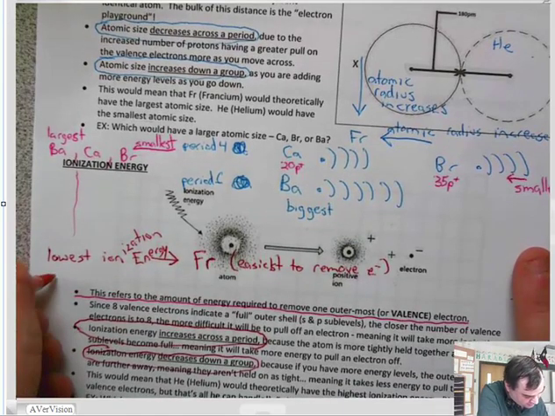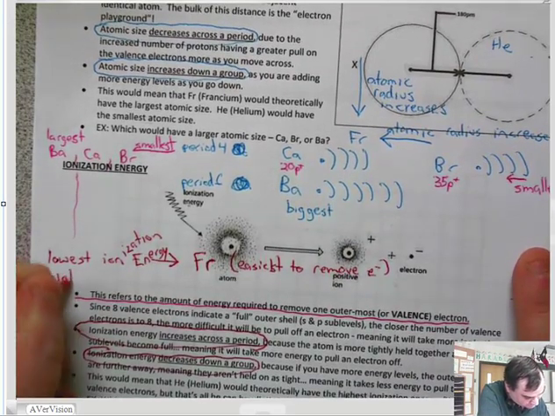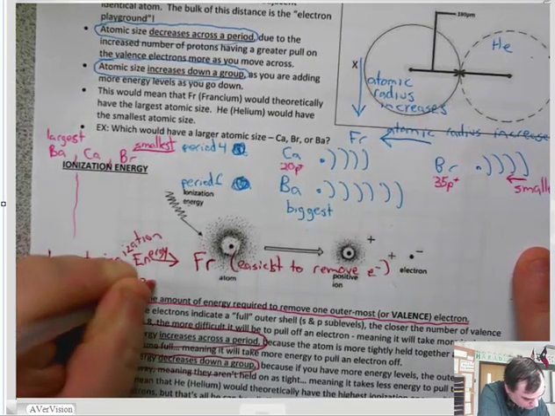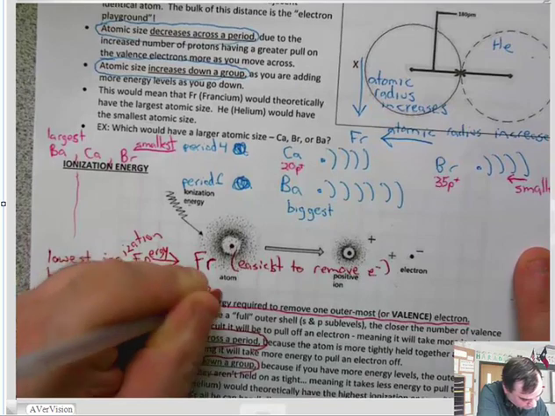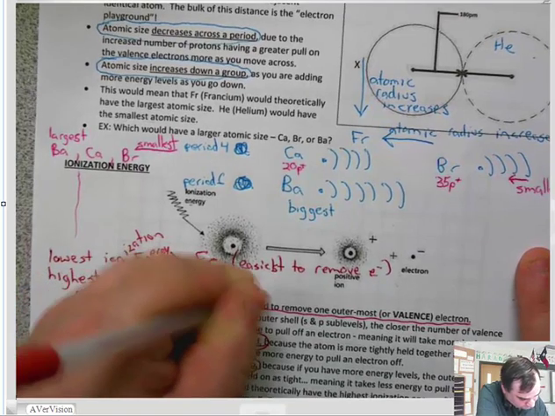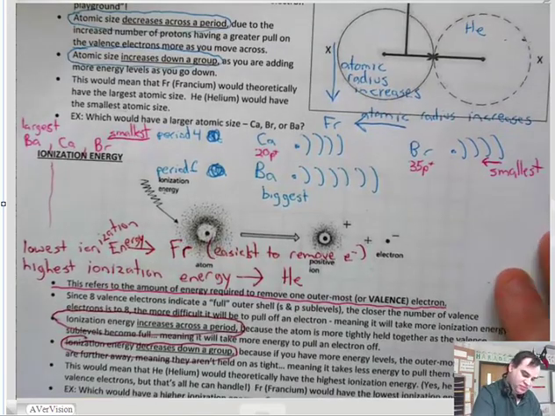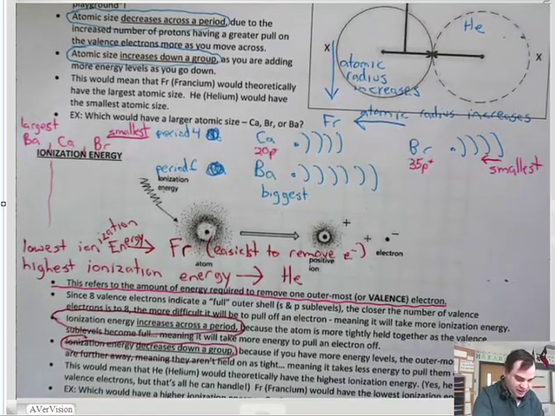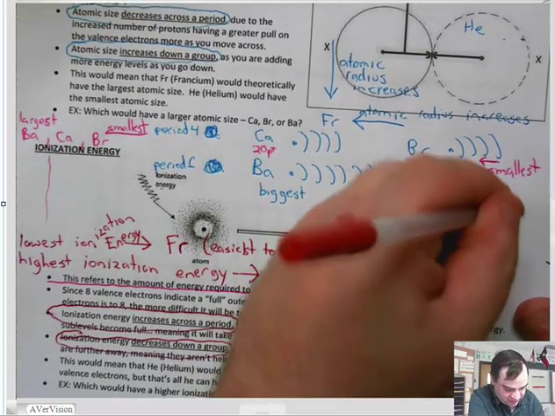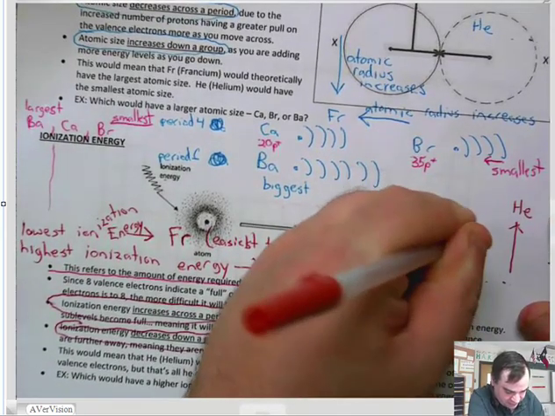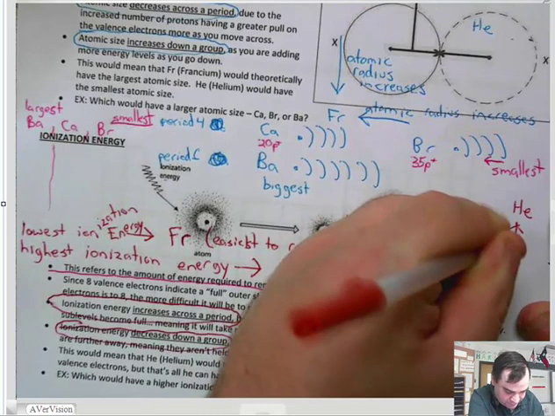The highest ionization energy is helium, because it's the smallest atom we have. So if I'm picking ionization energy here, here's helium up here, right? Ionization energy increases going up a period.